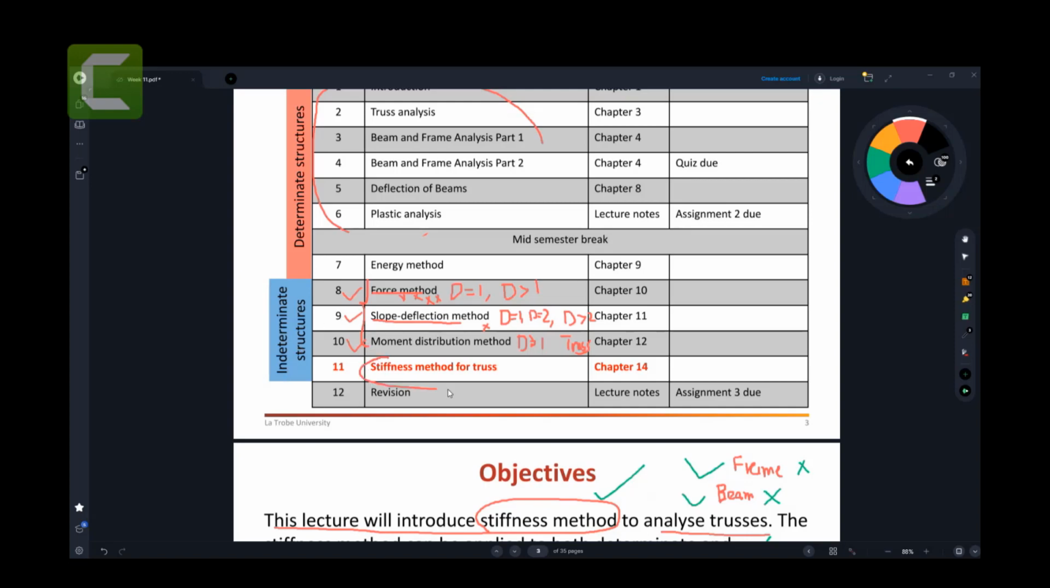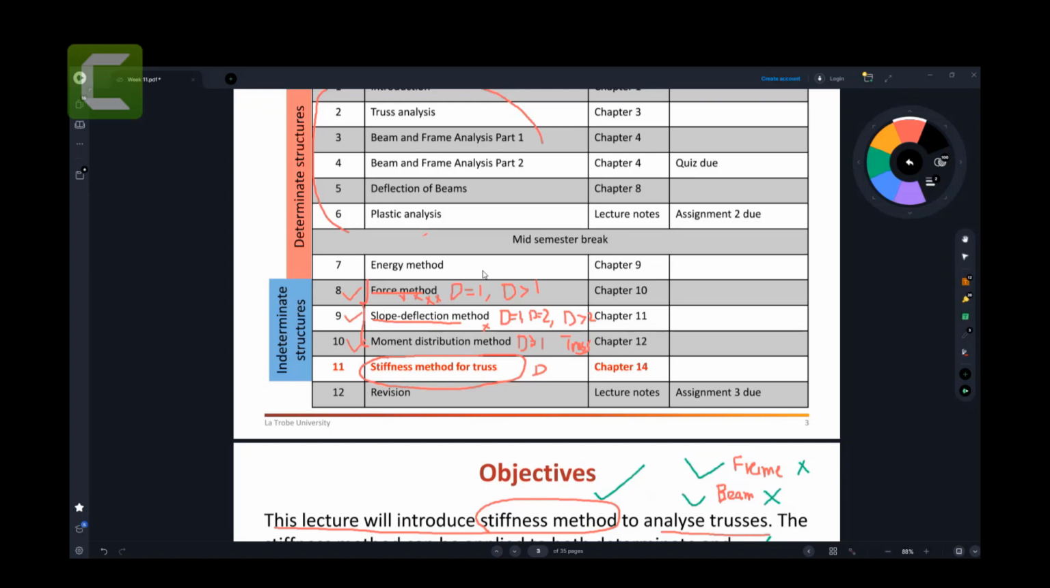The stiffness methods are very powerful methods. They can work for any degree of indeterminacy. If you have a highly indeterminate structure, D equal to 1, 2, 3, 4, 5, 6, no problem for the stiffness methods. If it is a beam, no problem. If it is a truss, no problem. If it is a frame, no problem. So you name it, the stiffness methods do it for you. Therefore, it is a powerful method.